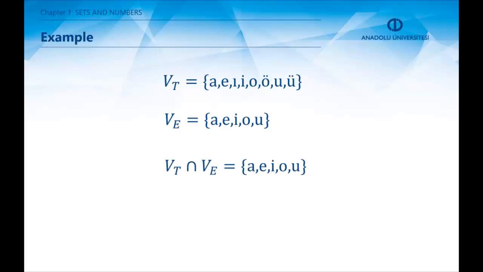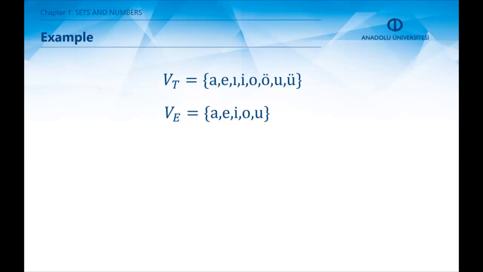Now, the intersection of the vowels in the Turkish and English alphabet is given by A, E, I, O, and U. So this is actually the letters in the set of English vowels. We can also combine these sets by the union operation. If you combine these sets by the union operation, we get the whole vowels in the Turkish alphabet. And from these two sets, we can construct different sets.